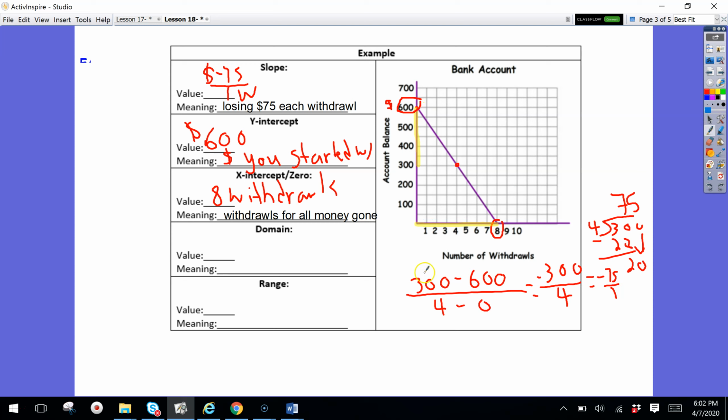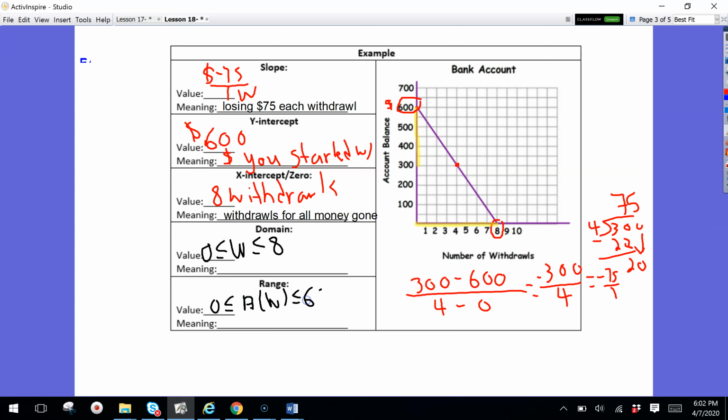Well, the smallest it can be is 0. 0 is less than or equal to, we're talking about a withdrawal, so I'm going to use the letter W, is less than or equal to 8. So we can have anything from 0 to 8 withdrawals. And then the money in the account can go from 0 to, let's say account balance, so A of W is less than or equal to 600, because that's the most money you can have in that account.